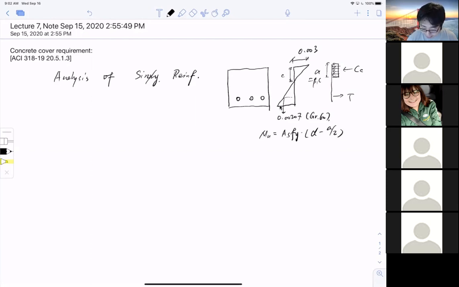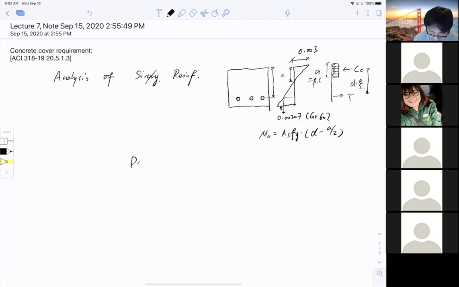d is basically the depth of the beam. And when we say depth, it is from the top to the center of the bar, okay? And a is essentially the effective compressive zone. So that is the distance between the tension and compression, okay? So this is the analysis of singularly reinforced section.